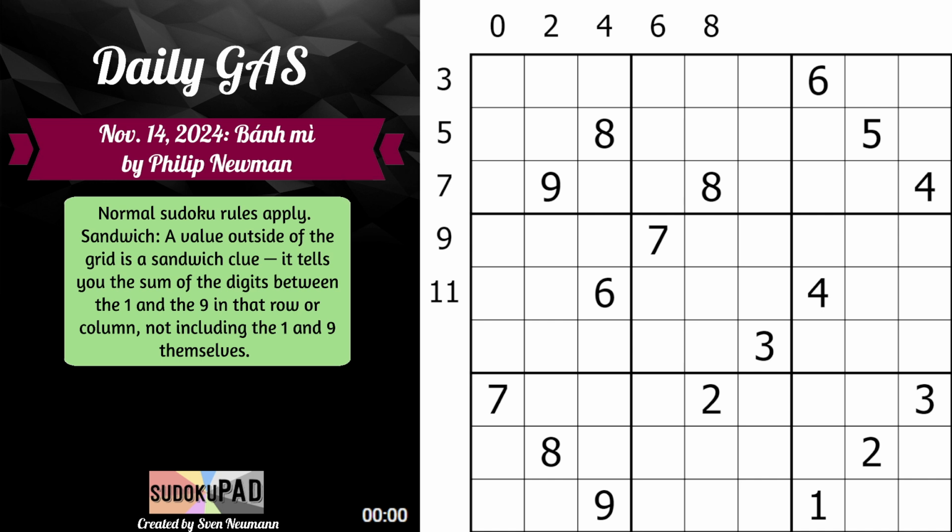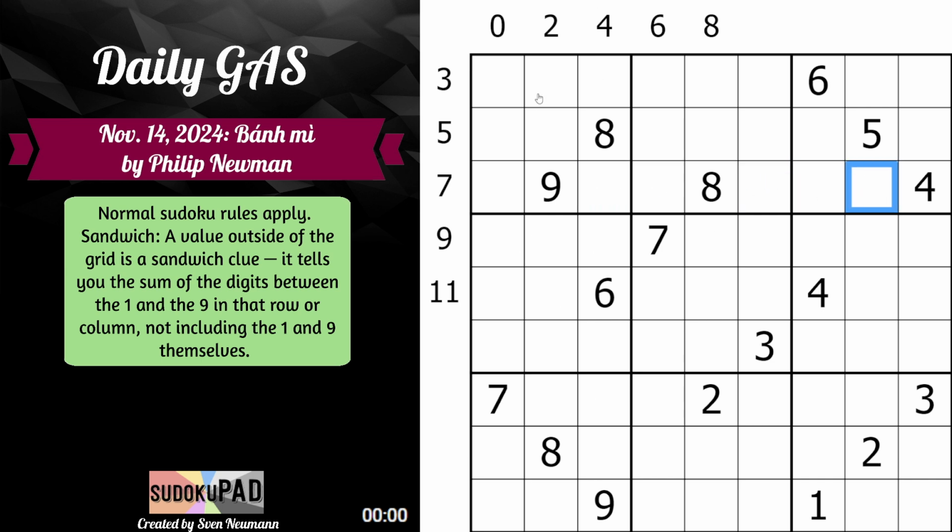Well, if we take a look at this 7, for example, there's already a 9 here. So what that's saying is between the 1 and the 9 in this row, you must have digits that sum together to 7. So let's say the 1 was over here, then these three digits must sum to 7. Or if the 1 was over here, these 5 digits sum to 7.